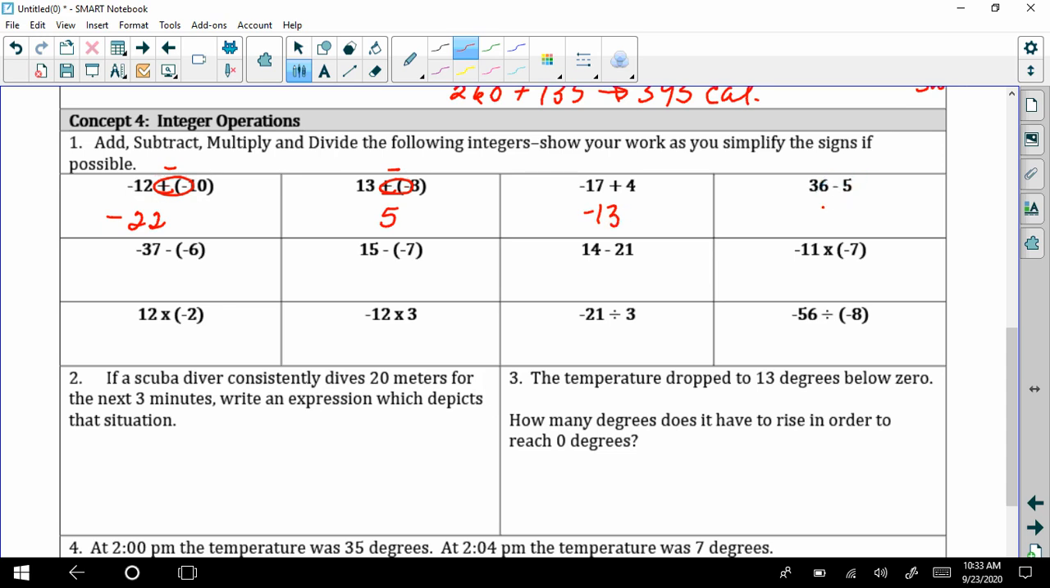36 minus 5 is 31. I'm not changing the rules of math. That's like elementary math right there. Here I've got negative and negative makes a positive, so it's plus. So negative 37, you owe me $37. You give me 6, you still owe me 31. 15, take away negative 7 means plus 7. So 15 plus 7 is going to give me 22. 14, take away 21. So $14 you have, but you want to spend 21. You're short $7.